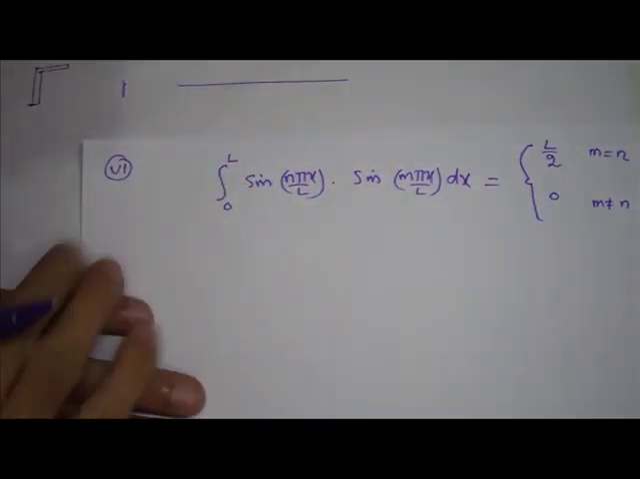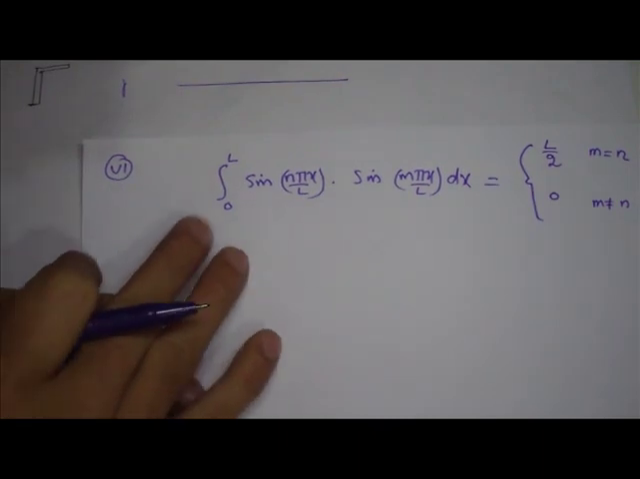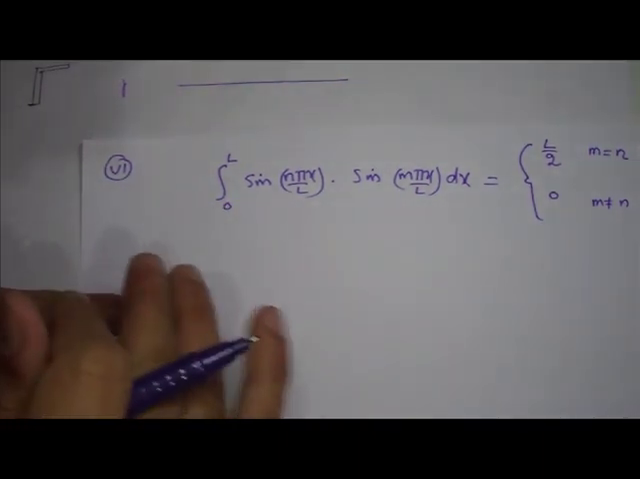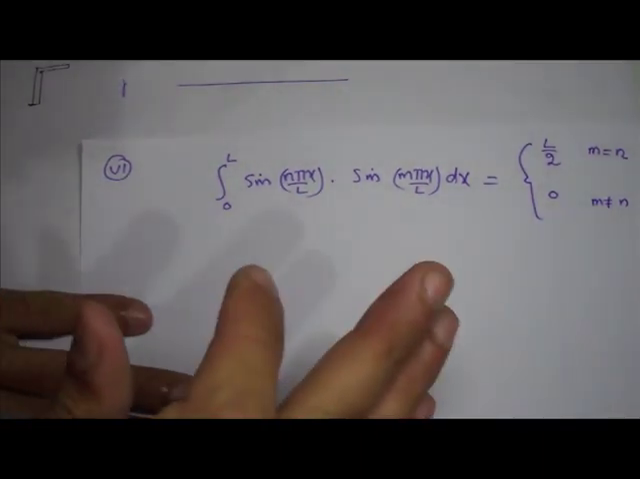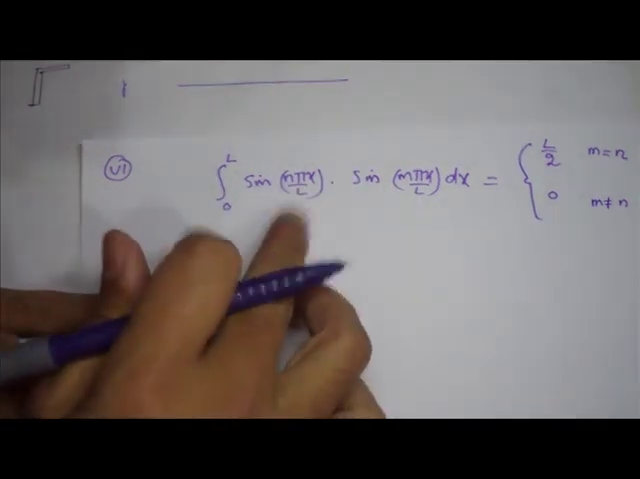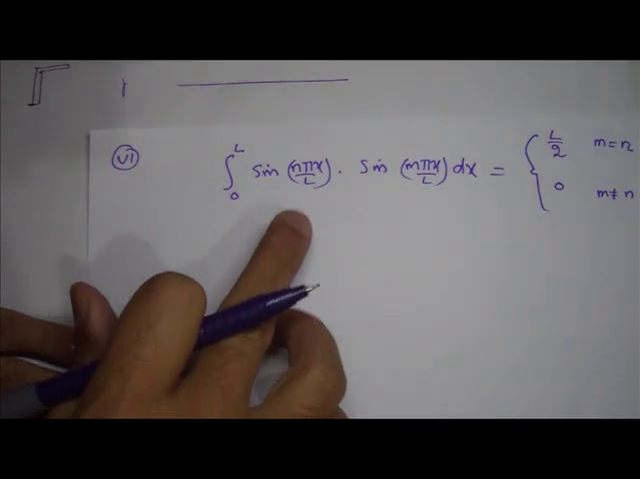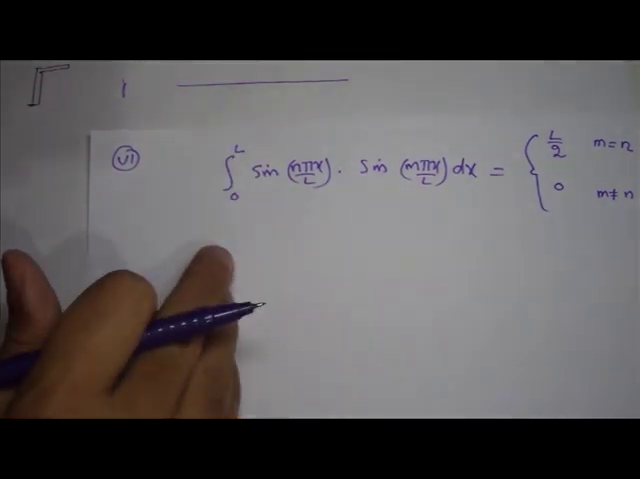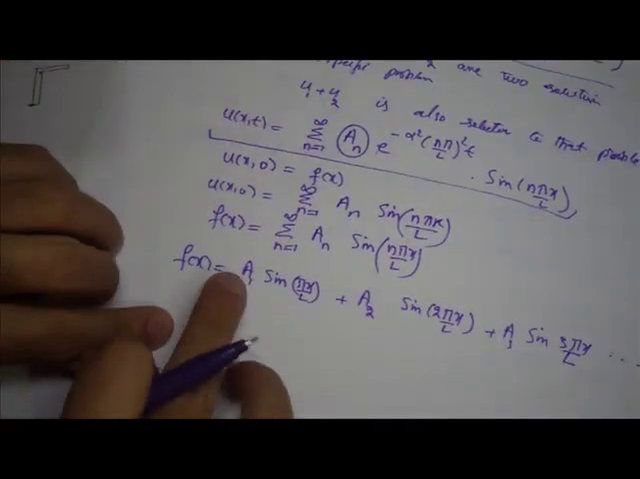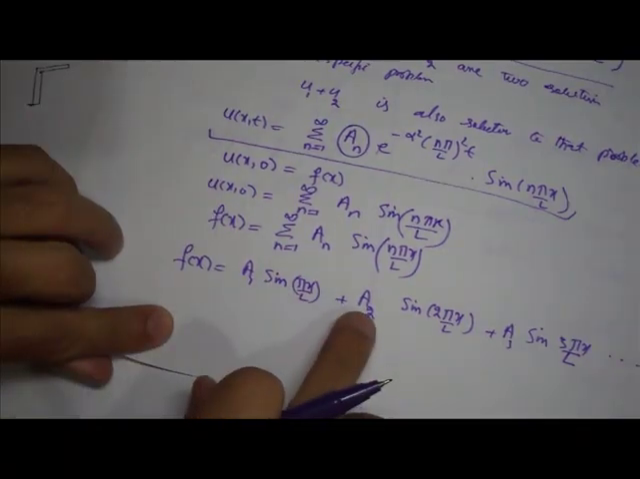This is also called the orthogonality condition. If you are going toward the approximation theory, in the approximation theory, this condition is called the orthogonality condition. Okay, so this property can be easily applied to construct these constants a1, a2, a3.